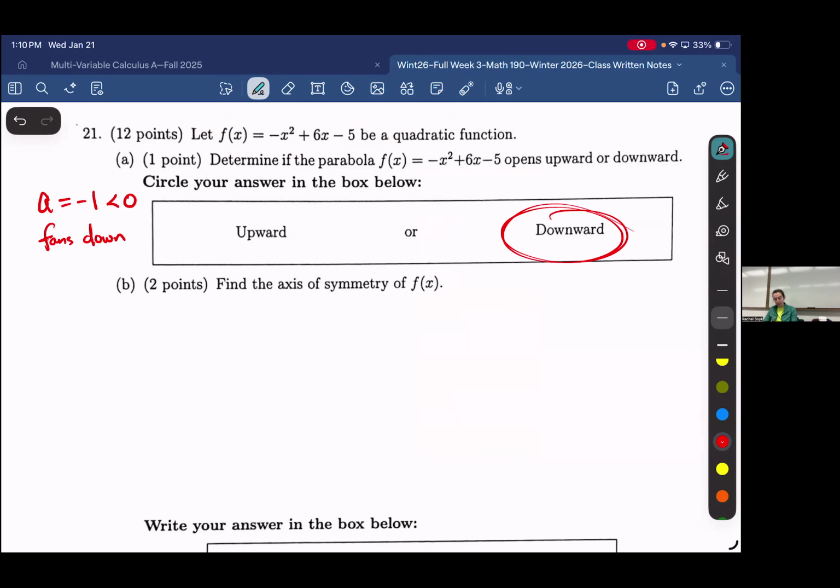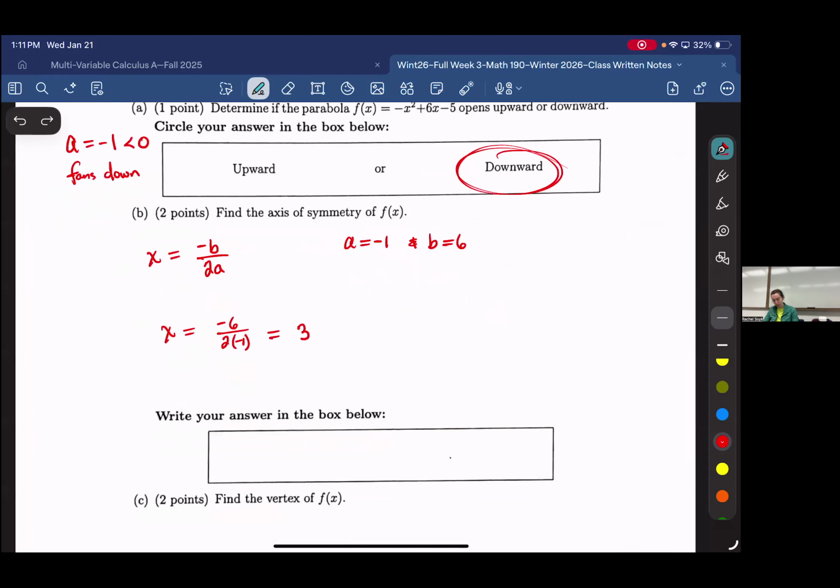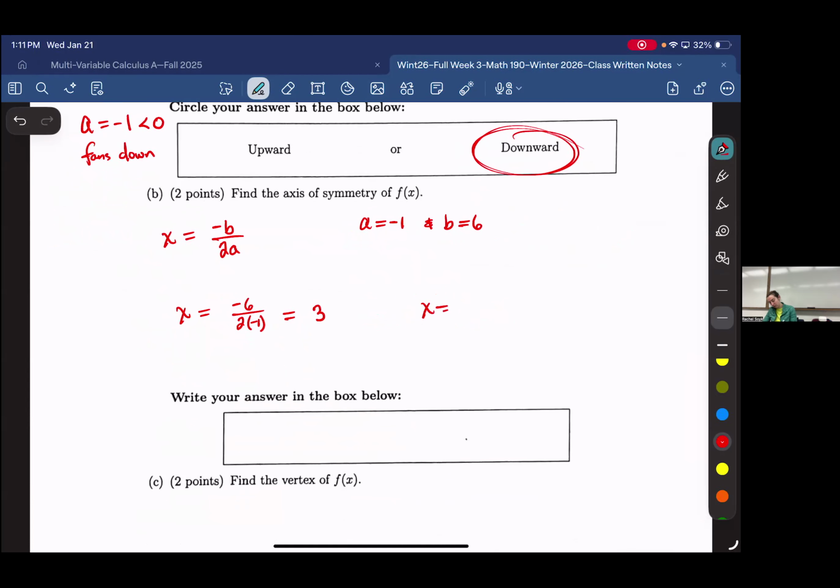Now let's find the axis of symmetry. What's our formula for axis of symmetry? Good. What is our a value here? And what's our b value? 6. Good. So now let's plug it in and we get -6 over 2 times -1, which ends up giving us a +3. So x is equal to 3. Just got ourselves 2 more points.